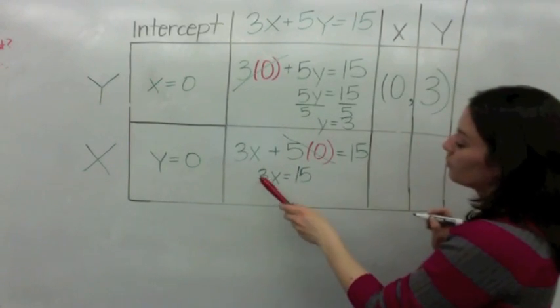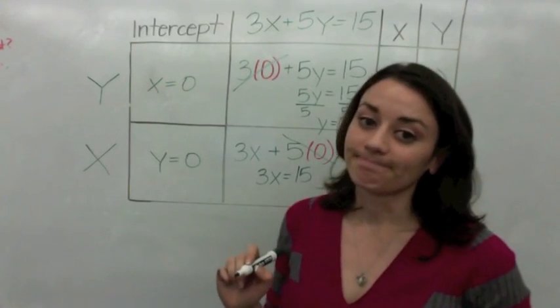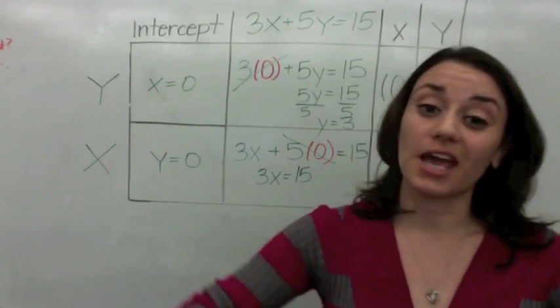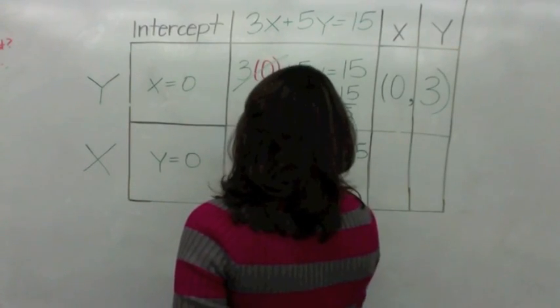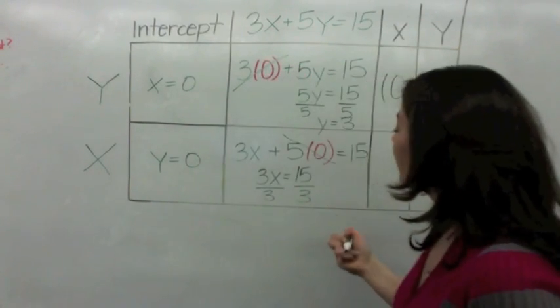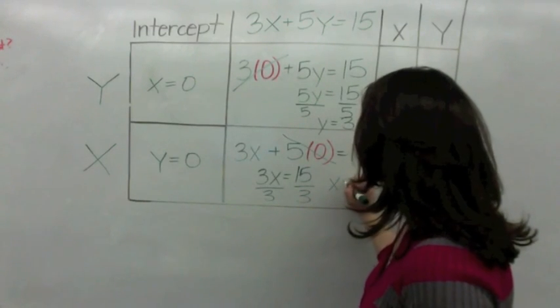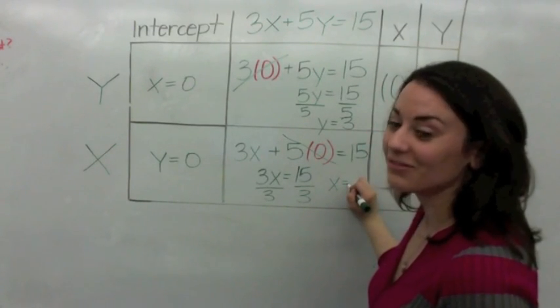Okay? Mr. 3 and Miss X, they don't want to be together anymore, so they have to get a divorce. It's very sad, but it happens all the time in this country. 15 divided by 3 is? Who said 5? Good job.